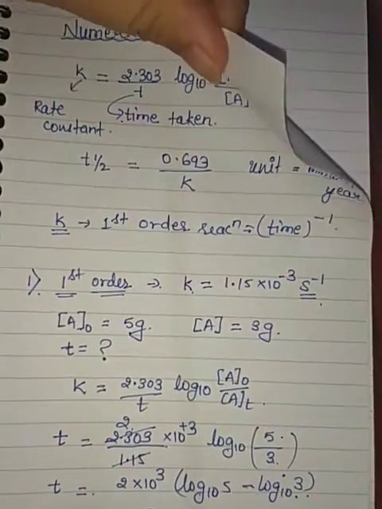Let us solve one gaseous reaction. A numerical is given to you in your textbook. Now for gaseous reactions, the formula will change a little bit, because for gases they won't give you the amount in concentration.